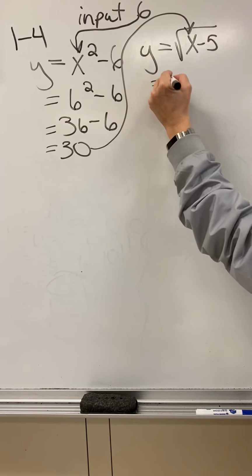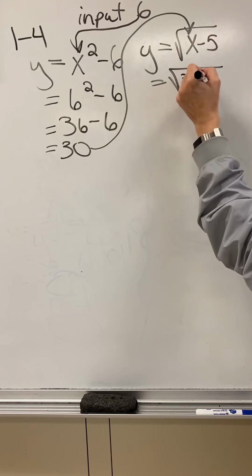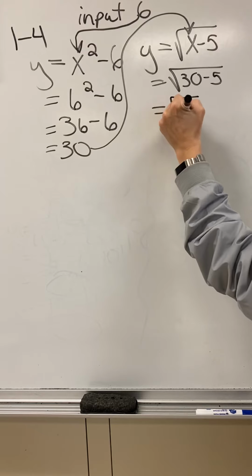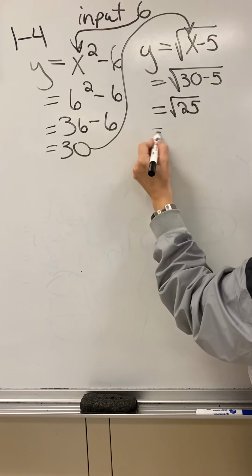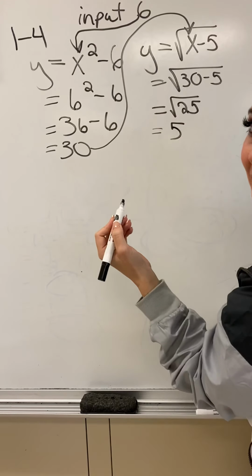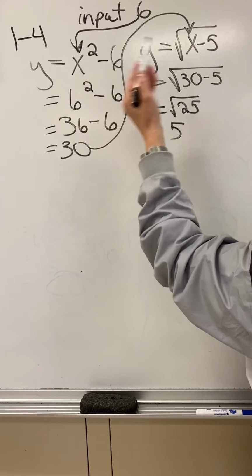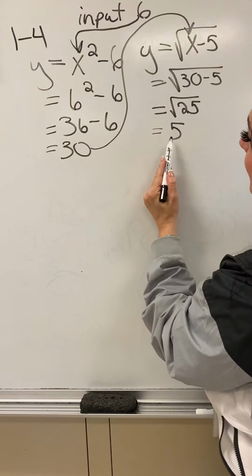function machine. So we just do 30 in for x, and then minus 5. 30 minus 5 is 25. And then the square root of 25 is 5. Because 5 times 5 is 25. That's how that works. So yeah, that is the order that part A was looking for, to plug in a 6 and then get an output of a 5.